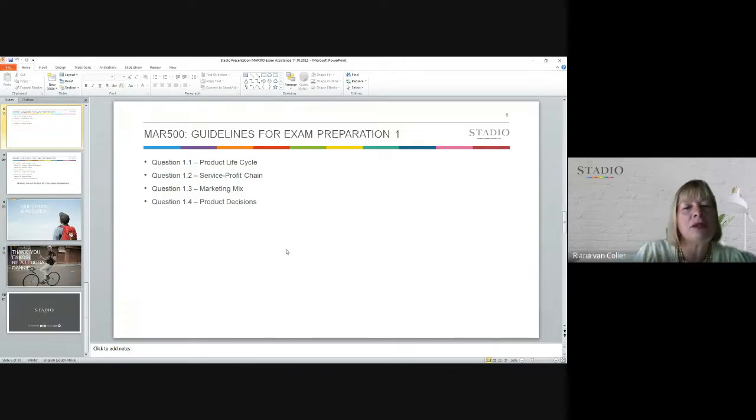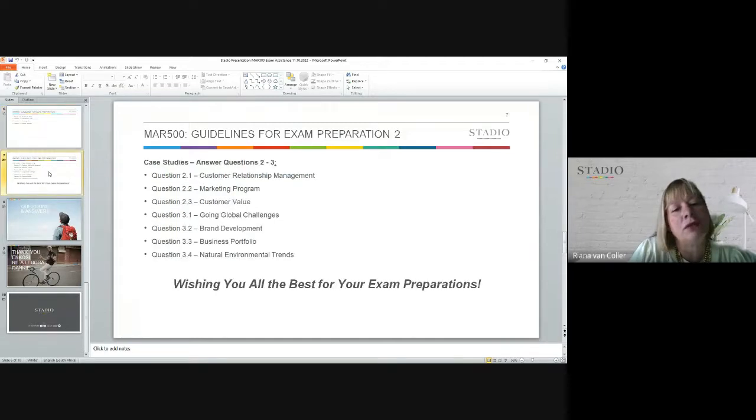So that's question 1. Then if we jump across to question 2, and the case study will be especially applicable for questions 2 and 3. The first question under question 2 would be all about customer relationship management. Make sure that you understand what provides value for a customer within a relationship, all the different components. Are there any processes? Are there any strategies? Keep it all in mind when you prepare for this topic.